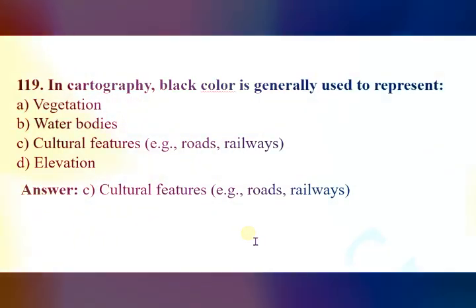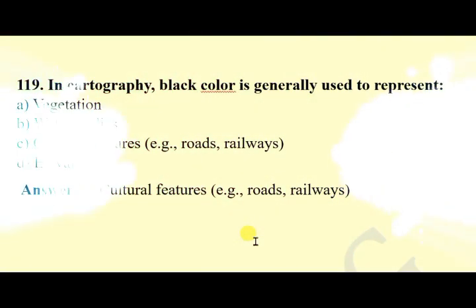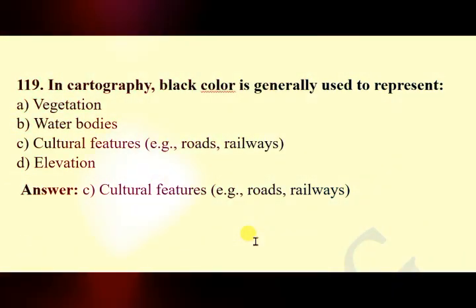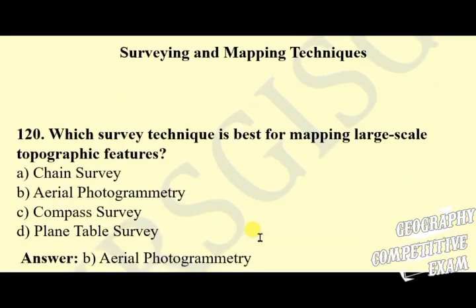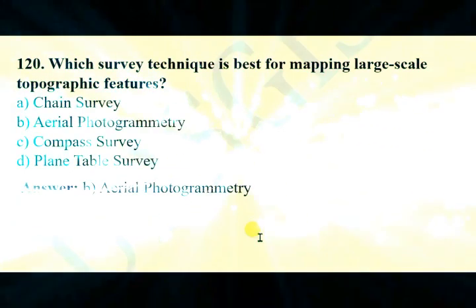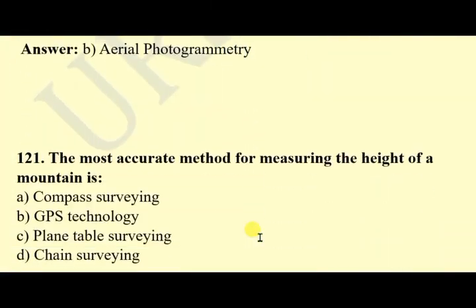Question number 119. In cartography, black color is generally used to represent vegetation, water body, cultural features, roads, railways, elevation. The right answer will be cultural features, roads and railways. Now the category surveying and mapping techniques. Question number 120. Which survey technique is best for mapping large-scale topographic features? Chain survey, aerial photogrammetry, compass survey, plane table survey. Here the right answer will be aerial photogrammetry.